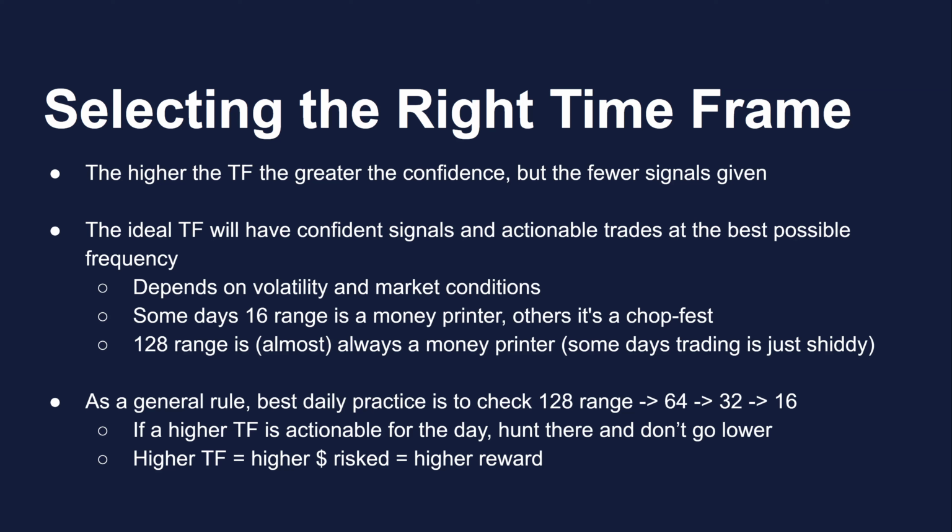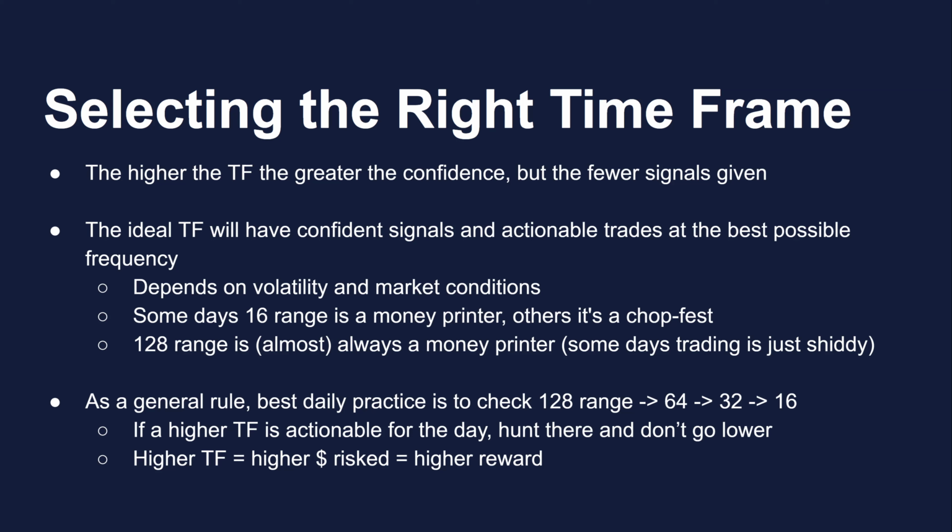Ideally, we want to find the time frame that has confident signals and actionable trades at the best possible frequency. So maybe the 64 range chart has good trades and the 128 doesn't. And then the 32 has good ones and the 16 has good ones. In that case, we want to choose the 64. We want to get to the largest size of our charts that we can get to and still have actionable trades.